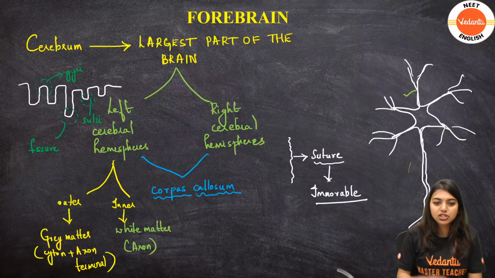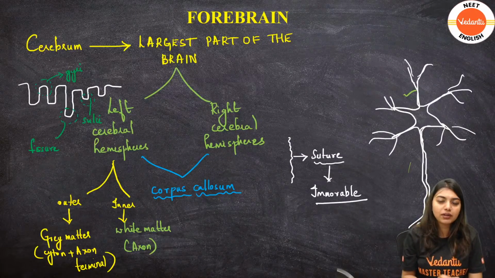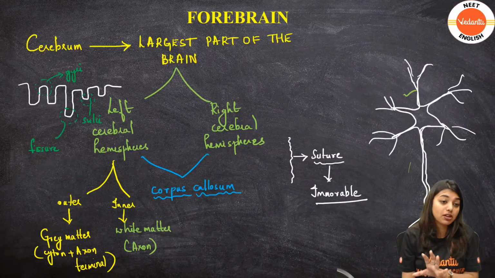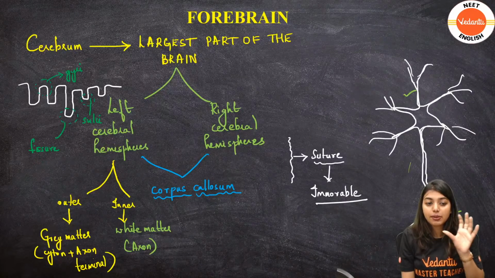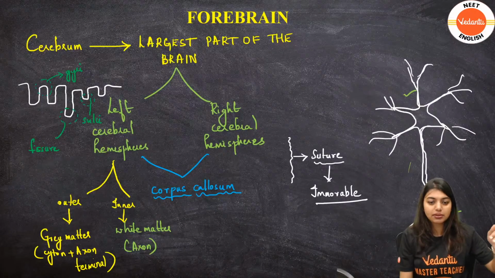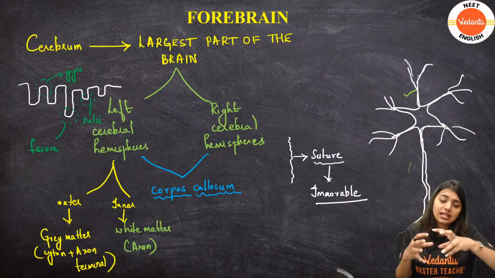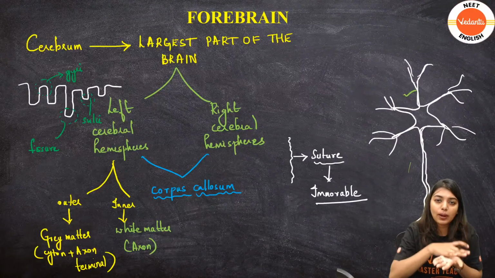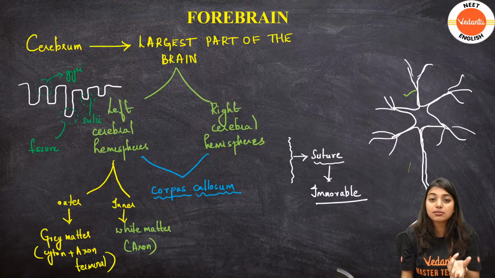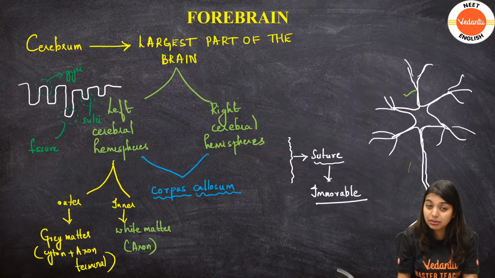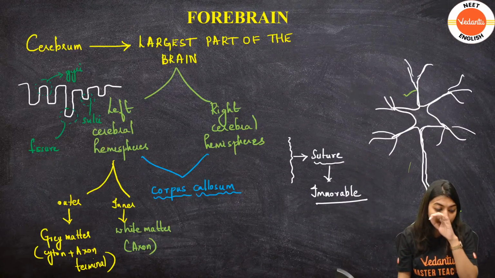Okay, if this much is clear, in the forebrain we studied the cerebrum, that is the largest part of the brain, and this largest part of the brain has two parts, that is your left cerebral hemisphere and right cerebral hemisphere. Again, in the cerebral hemispheres, there's a white matter and a gray matter. Gray matter is made up of cyton and axon terminal, and your white matter is made up of axon alone.